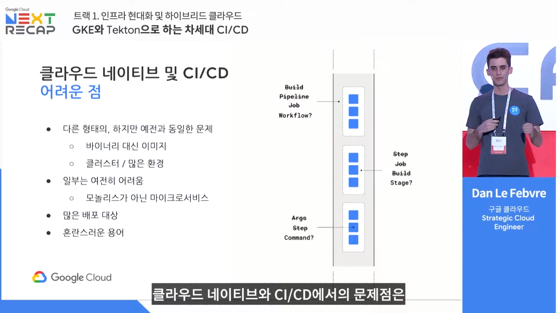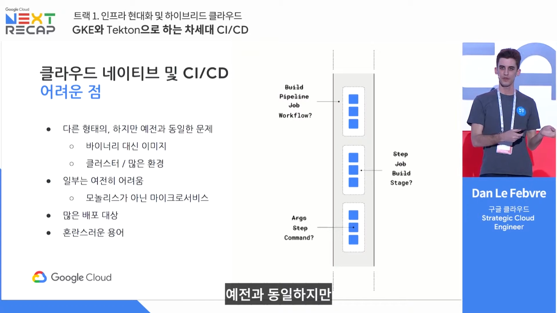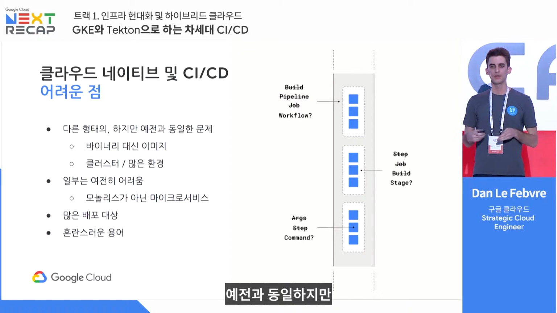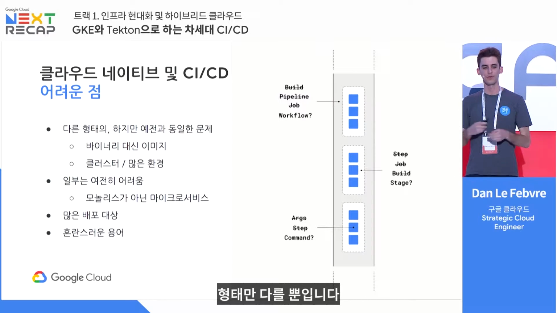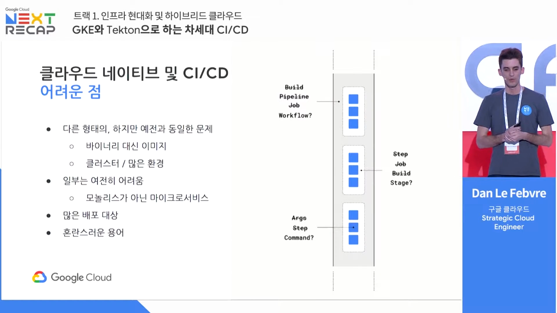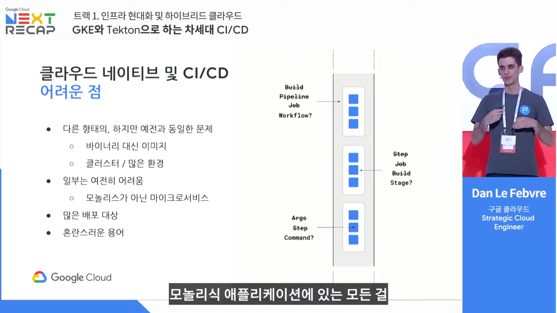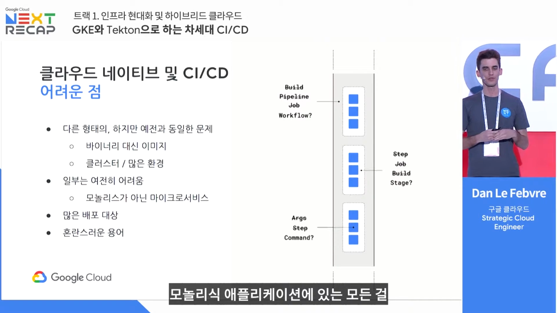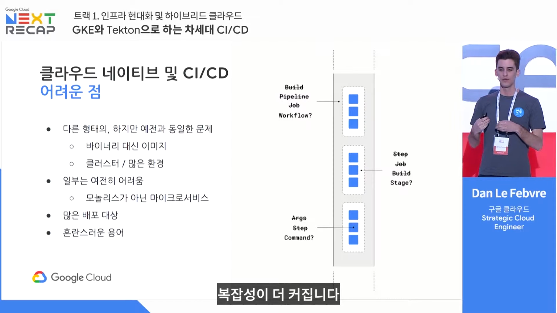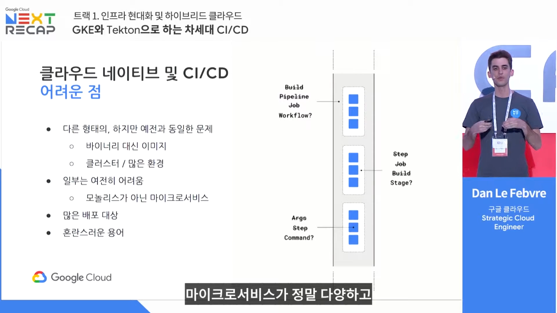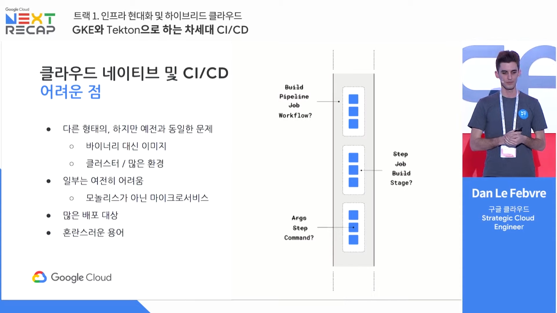The challenges we found previously with cloud native are often still the same. They may be in a different form. When we say that we want to move everything from monolithic applications into microservices, you'll find that there's more complexity in managing all those different microservices.